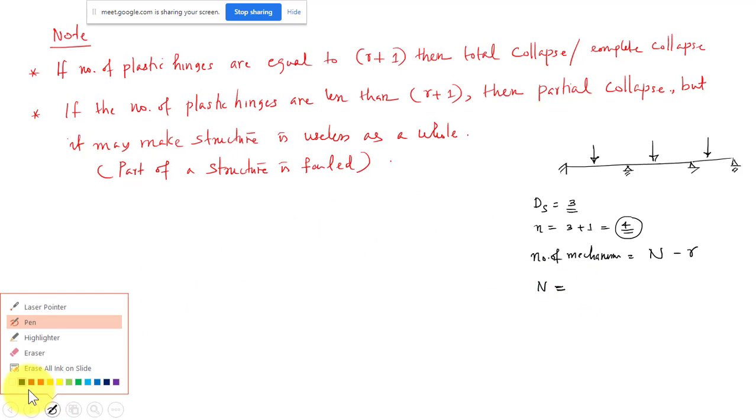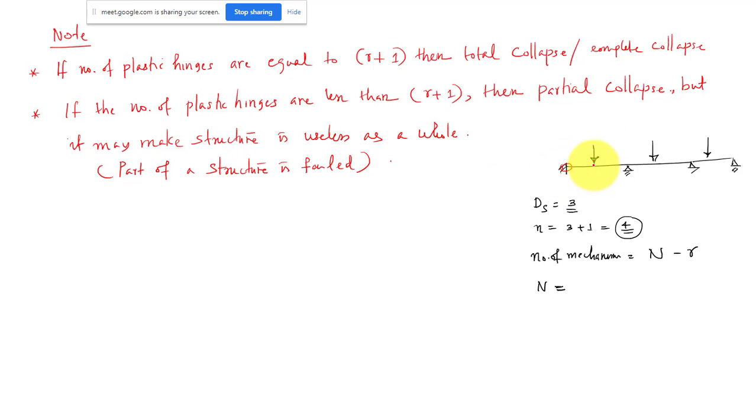One hinge is possible here, maybe one can form here, maybe here. And this is also a possible location below the point load. So maybe 1, 2, 3, 4, 5, 6 locations. And here no plastic hinge will form. It is a simple support, so the moment is 0. It is already a hinge support, so a plastic hinge will not form. So N is equal to 6. What is R? That is the static indeterminacy, which is 3. So the number of mechanisms is equal to 6 minus 3. In this structure, there will be 3 independent mechanisms.